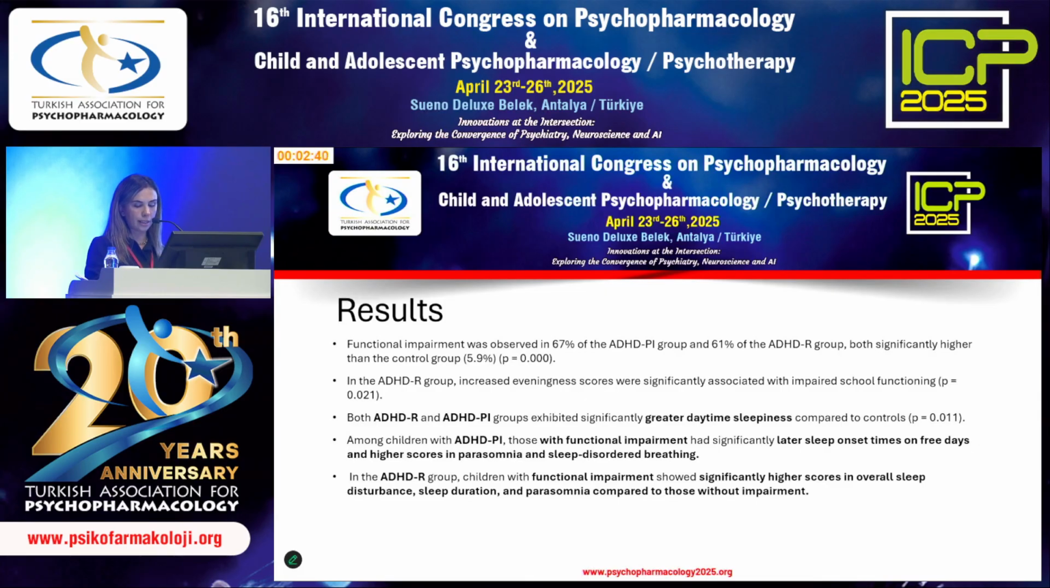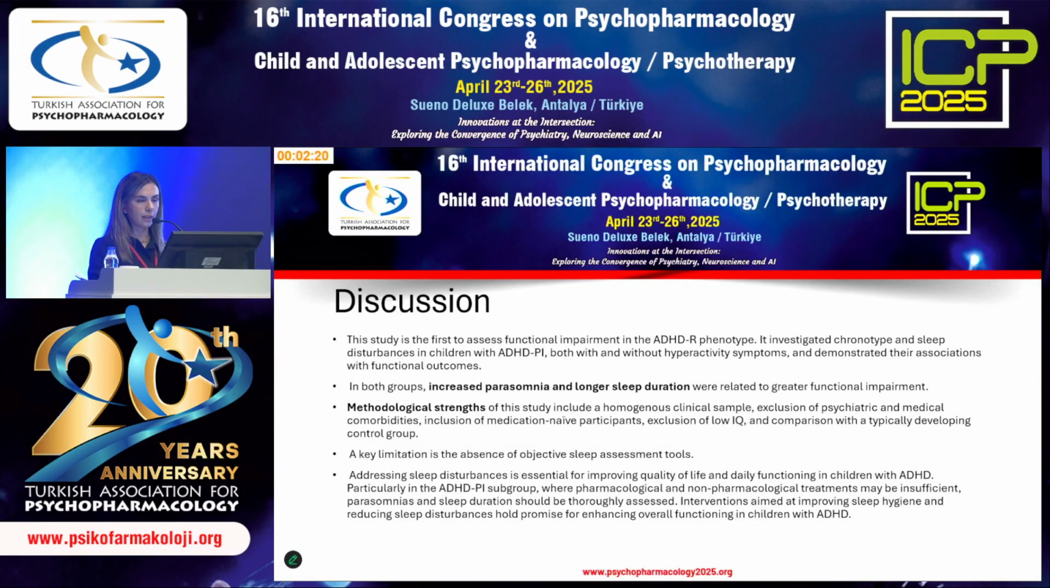Among children with ADHD-PI, those with functional impairment had significantly later sleep onset times on free days and higher scores in parasomnia and sleep-disordered breathing. And in the ADHD-R group, children with functional impairment showed significantly higher scores in overall sleep disturbance and sleep duration.